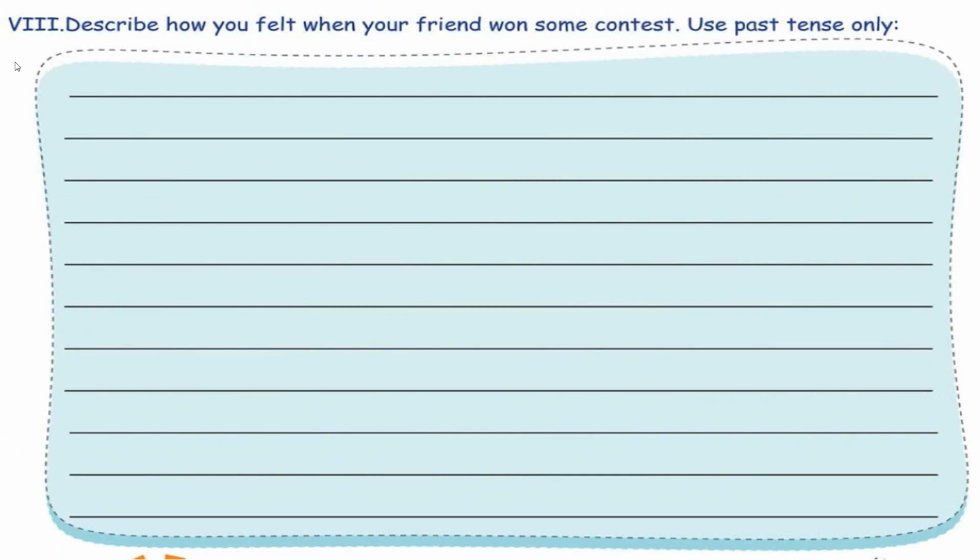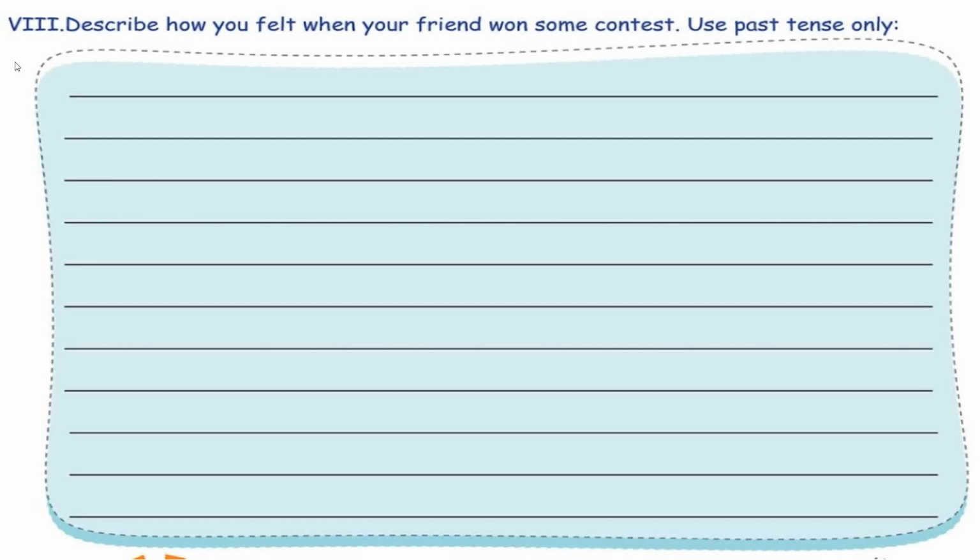Okay, here Roman number 8, you have to describe how you felt when your friend won some contest. So you have to use past tense only. Suppose children, you had some annual function at your school, or some contest or some competition, and your friend has taken part. Okay, and you have seen all the things there, how he participated, how he struggled, how did he practice, how did he work hard, everything you have seen. And then how did he win also.